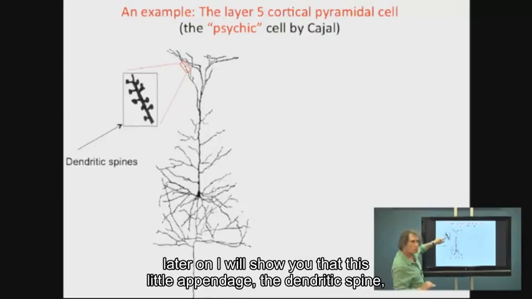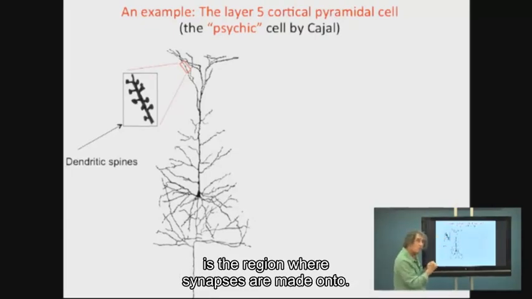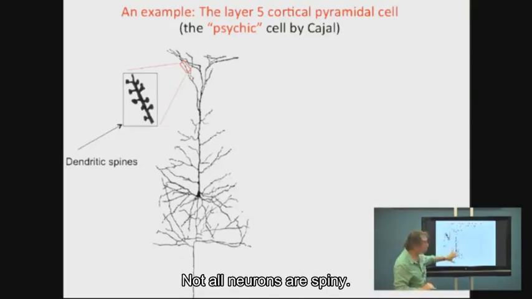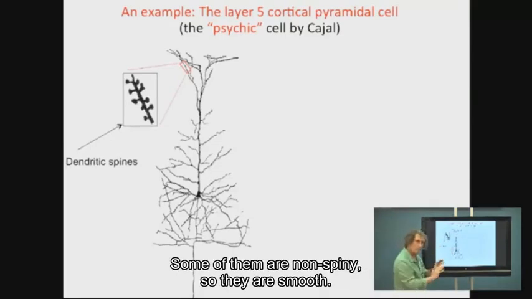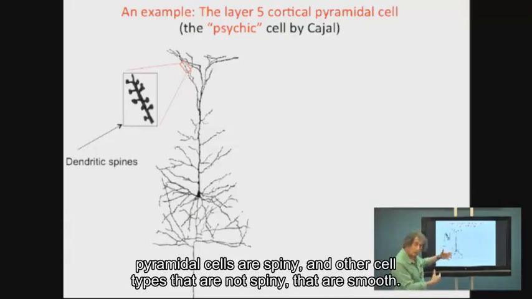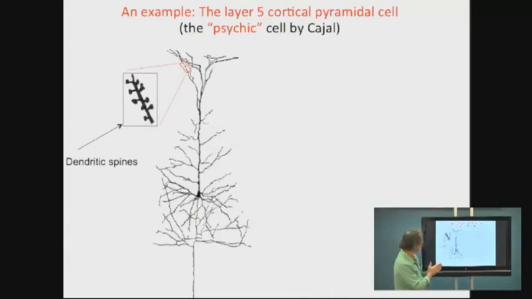And later on, I will show you that this little appendage, the dendritic spine, is the region where synapses are made onto. So it's a very important little process, this dendritic spine. Not all neurons are spiny. Some of them are non-spiny, so they are smooth. And indeed, in general, you can characterize cells anatomically as spiny. Pyramidal cells are spiny. And other cell types that are not spiny are smooth.